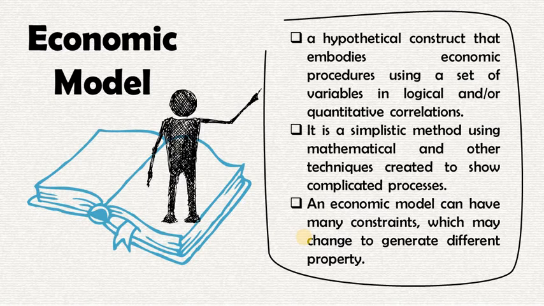Okay, next, it is a simplistic method using mathematical and other techniques created to show complicated processes. And for the last, an economic model can have many constraints which may change to generate different properties. Saan po ba ginagamit yung model? Okay? Ang model po o yung mga theories na ginagamit natin, it's simply what? Ito po yung nagiging medium or ito po yung nagiging way for us to solve a specific problem. Okay? So, bakit po? Kasi, kapag po may problem, may solusyon. Okay? Whatever the solution is, we use different kinds of model.